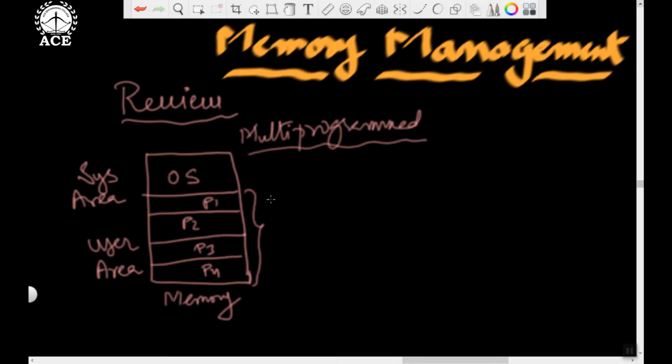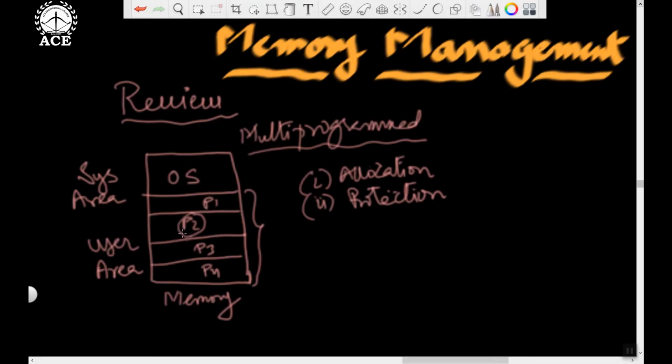In case it is a uniprogrammed operating system, then this user area will be capable of storing only one program, and if it is a multi-programmed operating system, then this user area is meant for storing several programs. So maybe I can store program P1 here, P2 here, P3 here, and so on. This aspect of storing multiple programs is generally called multi-programming. So in a typical multi-programmed operating system environment, managing main memory implies managing this user space.